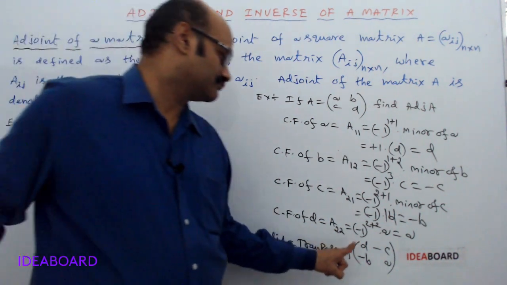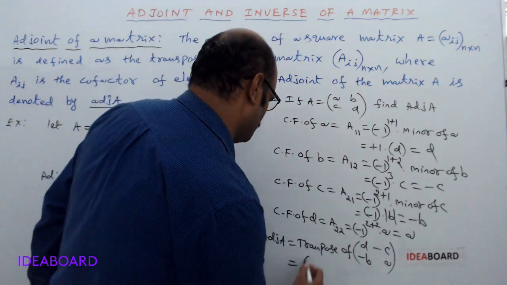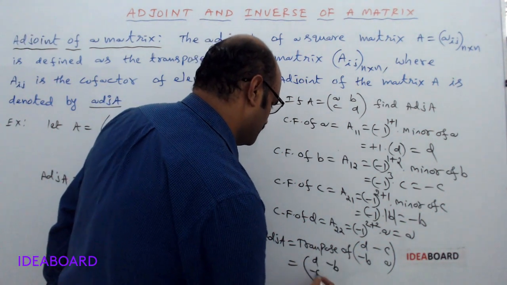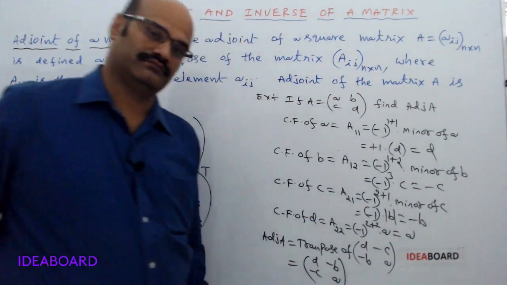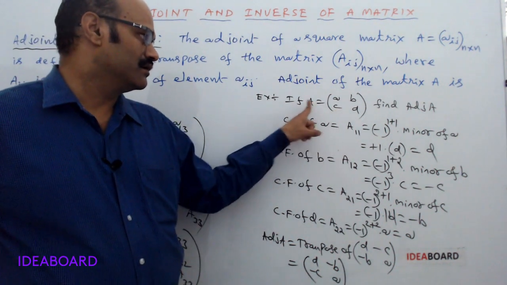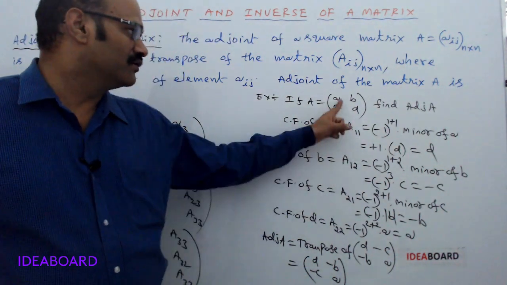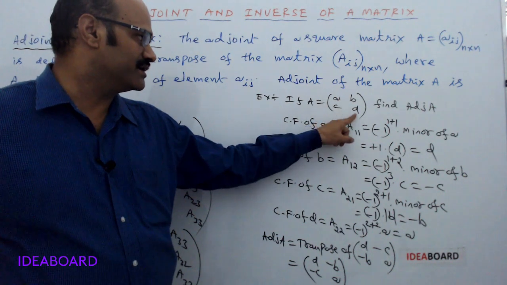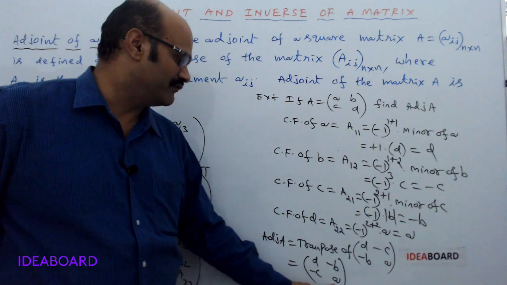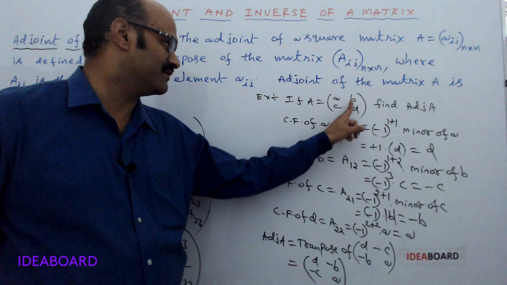Now the transpose of this matrix is equal to, we have D, minus B, minus C, A. Therefore, whenever you want to find the adjoint of a 2 by 2 matrix, we have to interchange the principal diagonal elements D and A, and we have to change the signs for B and C.